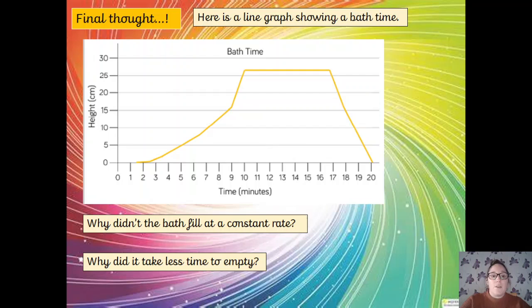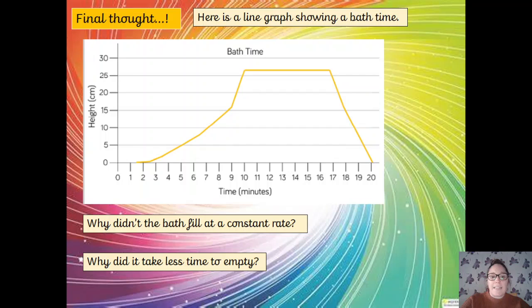Okay, so we don't know how the bath was being filled up. It may have been started off with one tap running, and then it might have had 2 taps on, which would have made the bath fill up quicker. Okay, make the height rise quicker.